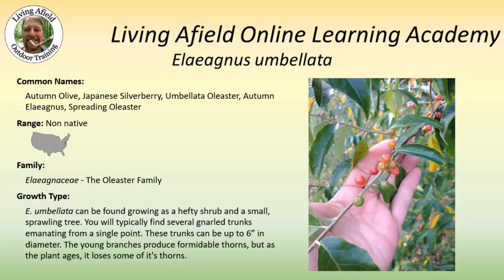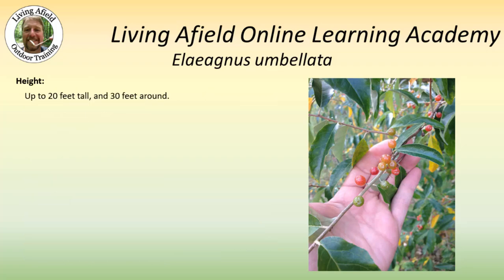This tree is typically found growing as a hefty shrub or small sprawling tree. You'll typically find several gnarled trunks emanating from the same central point. These trunks can be up to about 6 inches in diameter. The young branches and stems produce some pretty serious thorns, but as the plant ages, it does lose some of these thorns. The plant grows up to about 20 feet tall and about 30 feet around. So when you see it, it will be wider than it is tall.